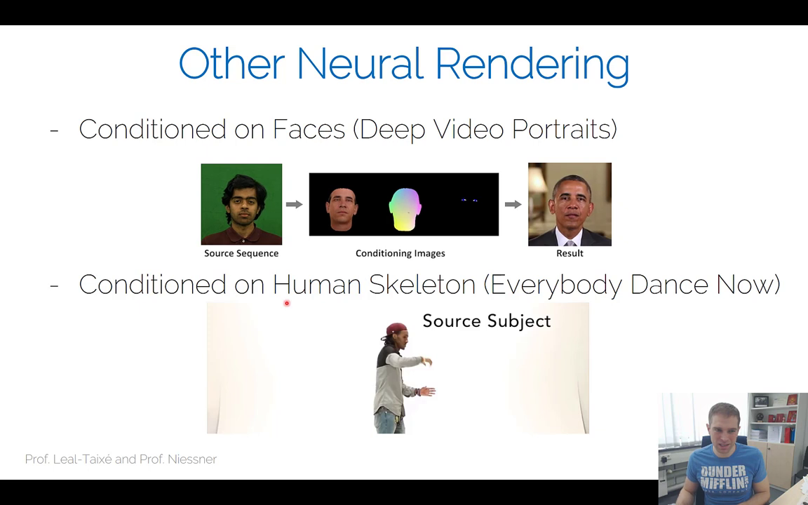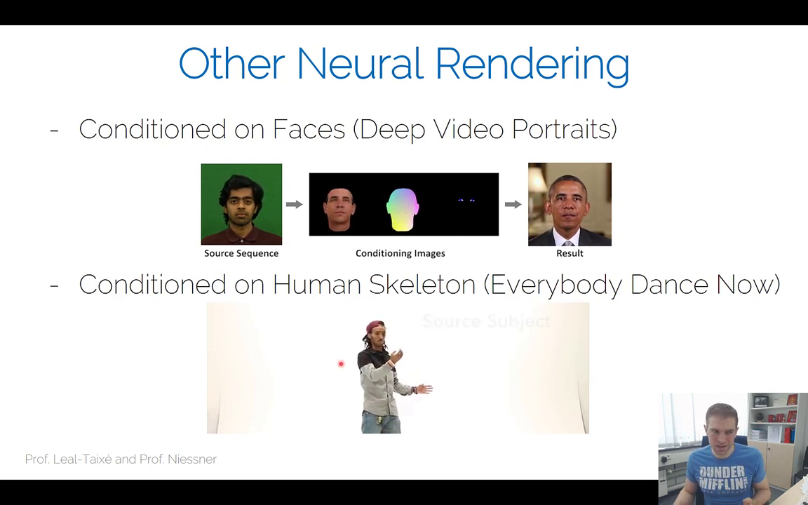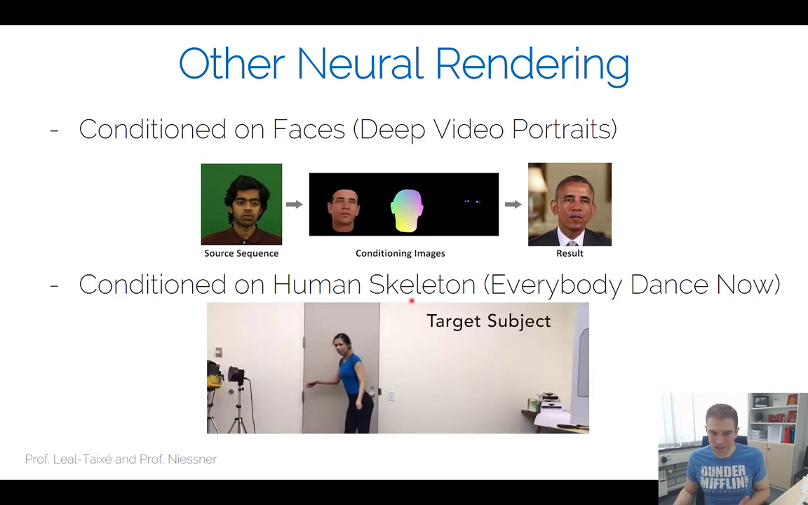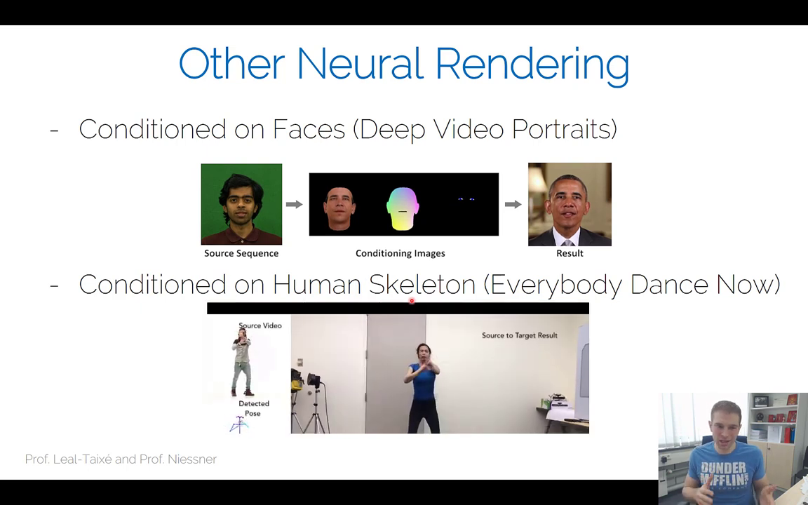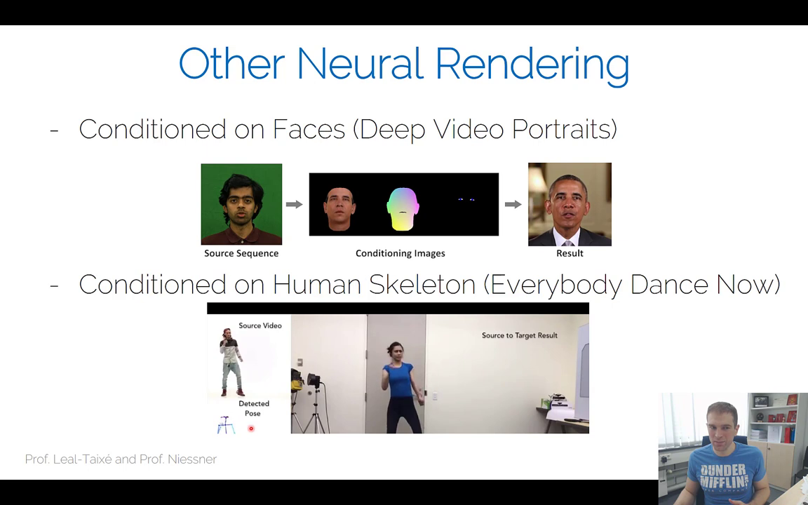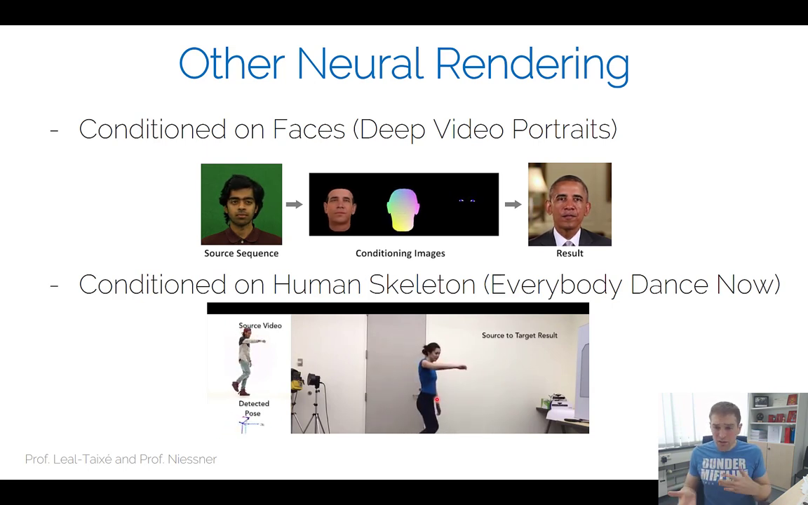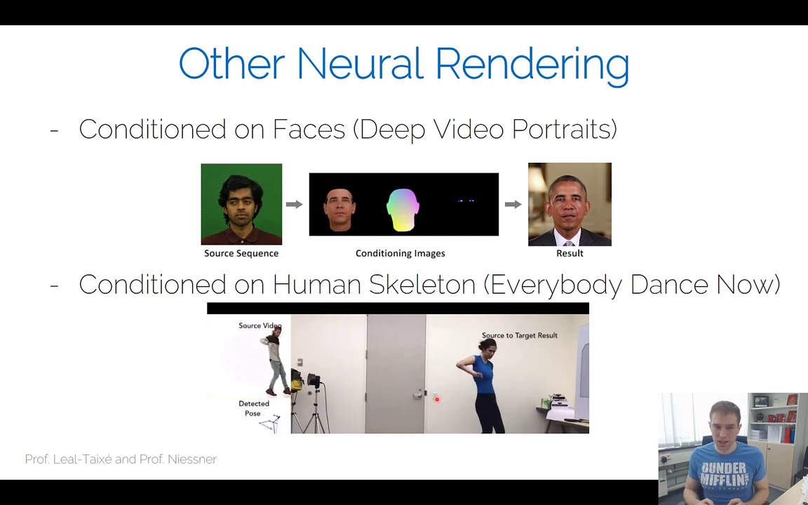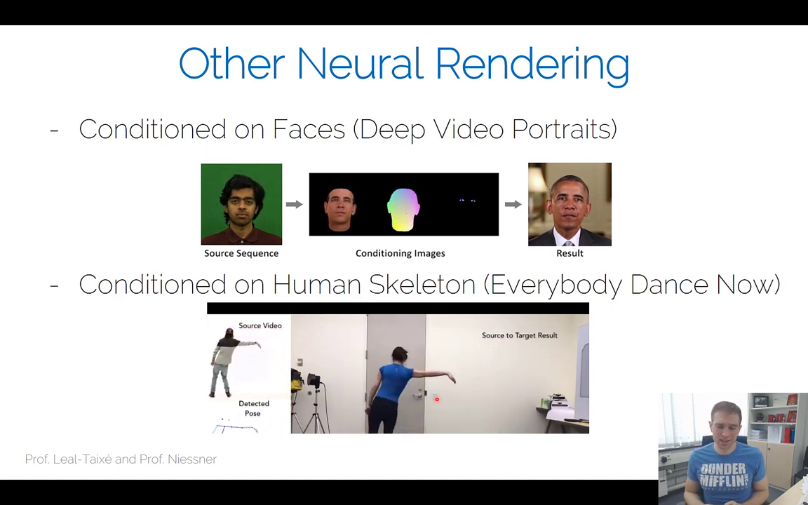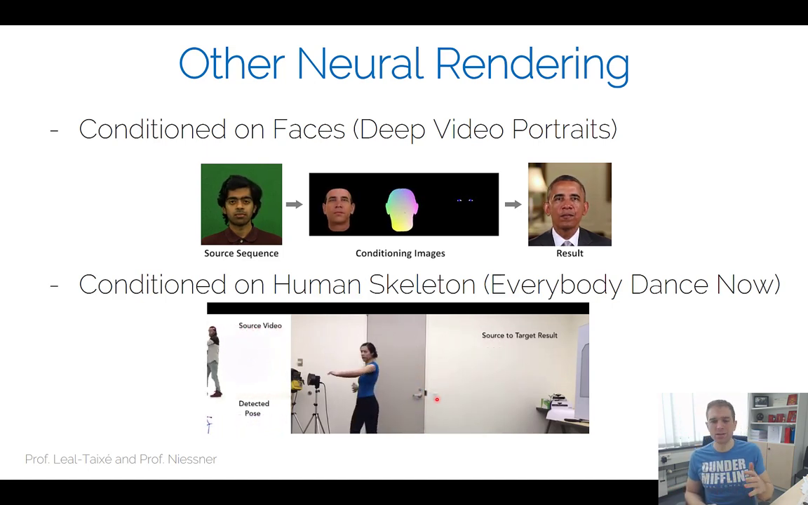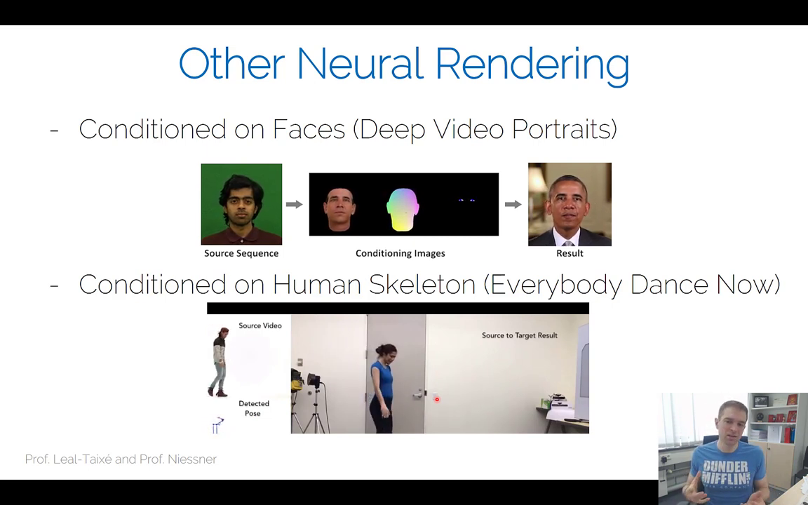Or Everybody Dance Now, same thing, right? So here we're conditioning it on the human skeleton. And pix-to-pix, again, out of this detected skeleton here at the bottom, what do you see? It makes a realistic image out of it again, right? So you can do this with various different conditionings. But you will see sometimes it works better, sometimes it works worse. So this is the basic idea of neural rendering right now.